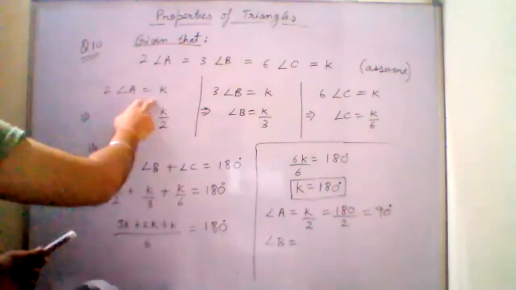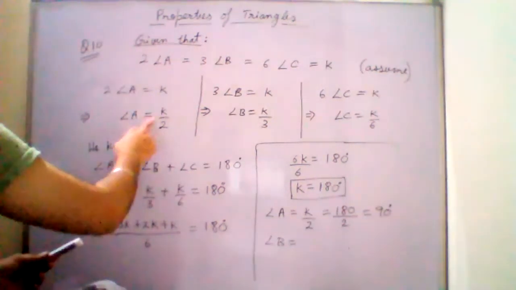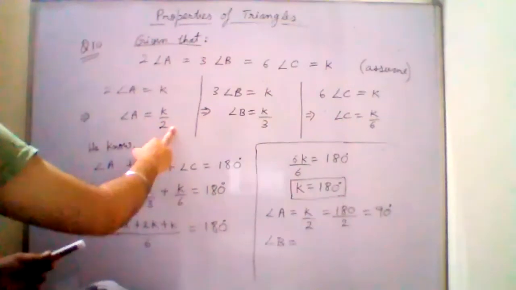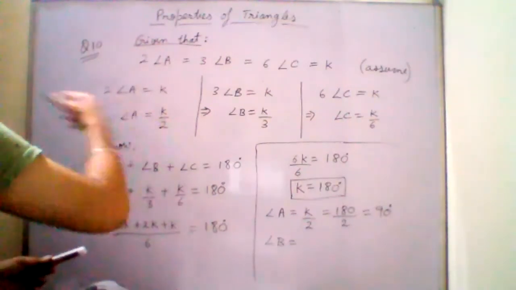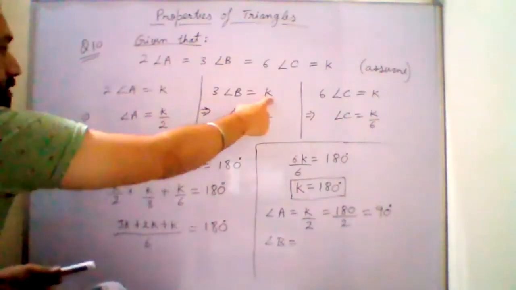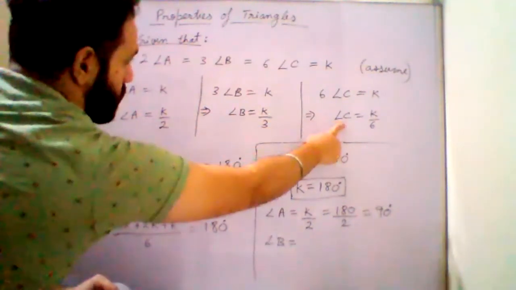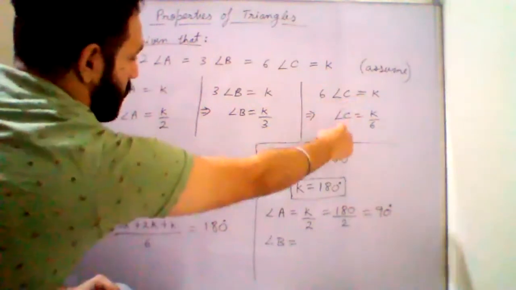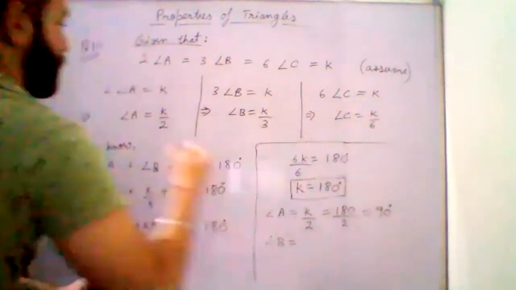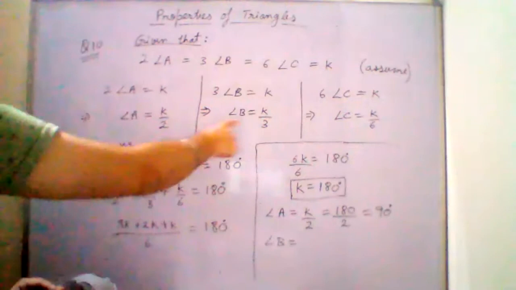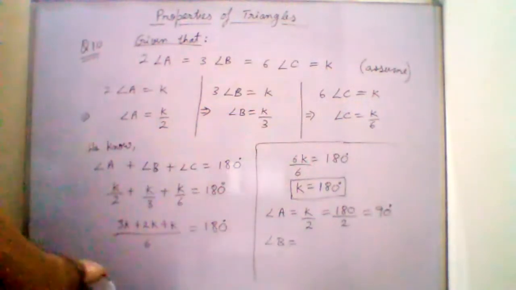So 2 angle A equals K, and angle A is equal to K upon 2. We found the value of angle A. Similarly, 3 angle B equals K, so angle B equals K upon 3. And 6 angle C equals K, therefore angle C is equal to K upon 6. So all three angles we have found in terms of K.